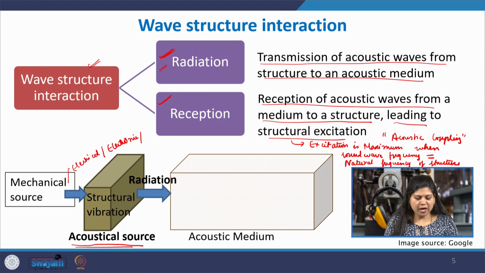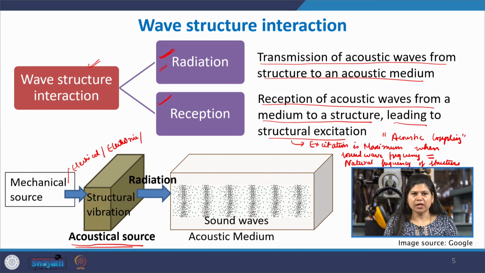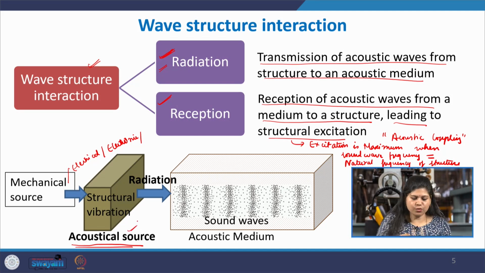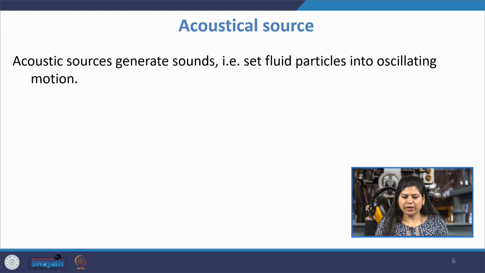And then when it becomes an acoustical source, it radiates away the sound waves into the surrounding acoustic medium, and this acoustic medium could be air, water, even some solids, etc. So, now these acoustic sources are radiating the sound waves into the fluid medium. They are the source of the sound waves. They can generate sound waves and set the fluid particles into oscillatory motion in various manners.